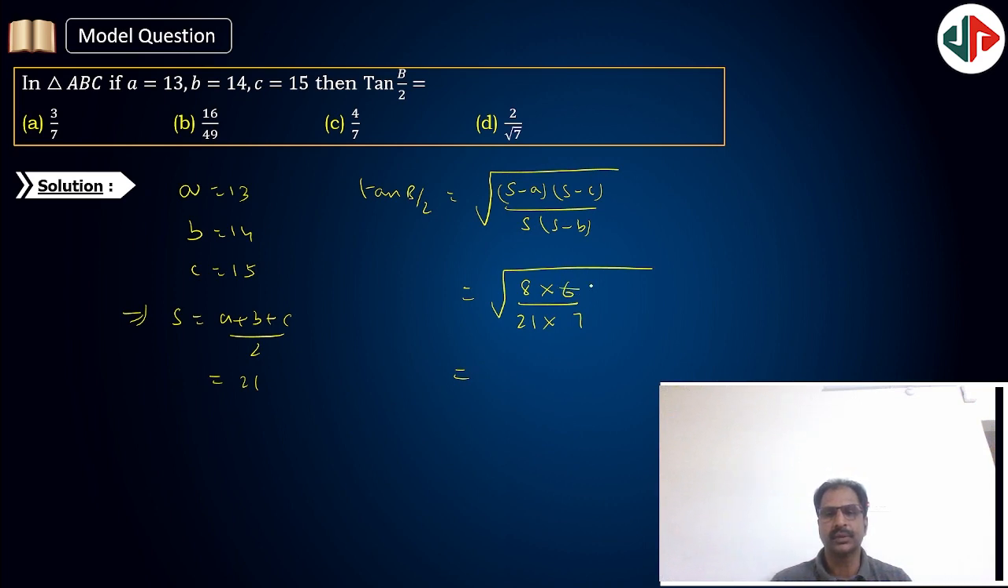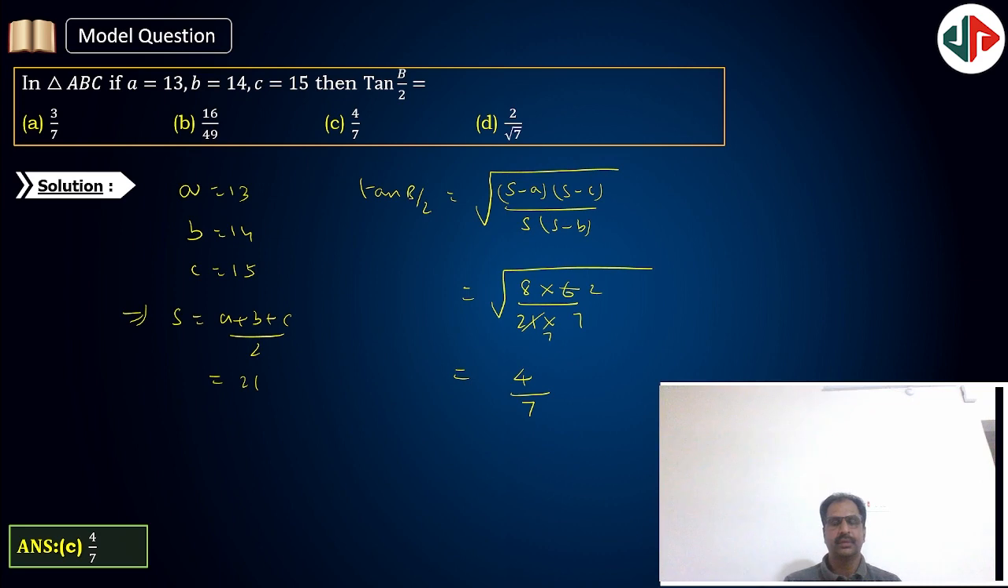So this is 3 2 times, 3 7 times. Root 16 is 4, root 49 is 7. So 4 by 7 is the correct answer, option C. So just use the half angle formula where you require s. s is nothing but the semi-perimeter, which is (a plus b plus c) by 2, and then substitute all the values in the formula.